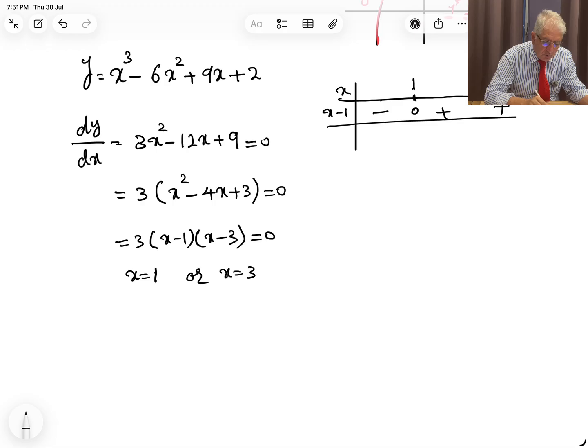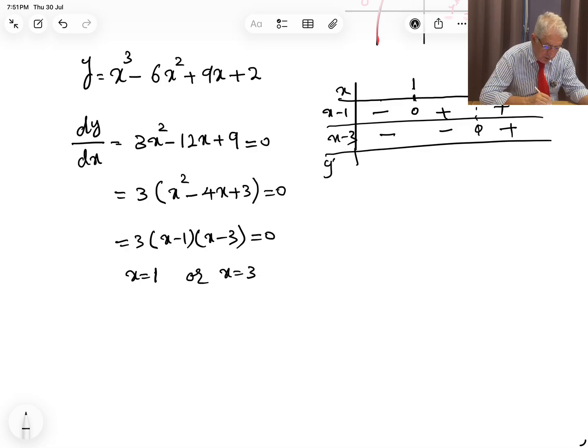Now, let us go for x minus 3. X minus 3 is 0 here, and below that is negative, and then here is positive. So I can say y dash, which is the multiplication of these. The multiplication by 3 also doesn't matter because 3 is a constant number and doesn't change the sign. Here is positive, here is negative, here is positive.